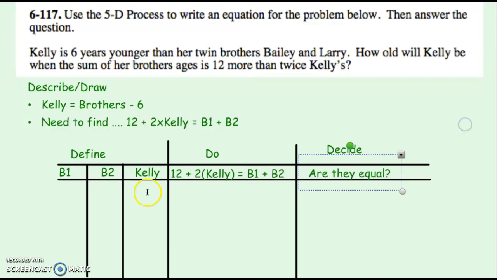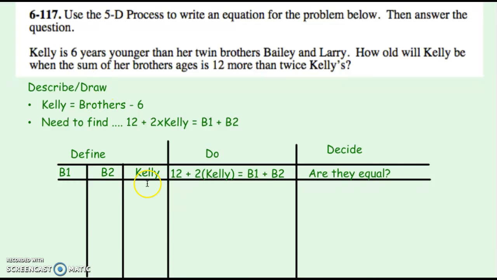My table, I know that I have to find brother 1's age and brother 2's age, which will be the same because they're twins. Then Kelly's age, and then I need to see if 2 times Kelly plus 12 is the same as her brothers' ages added together, and then I need to figure out if those two are equal.